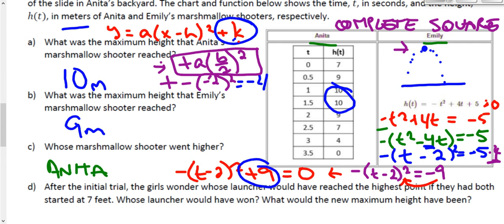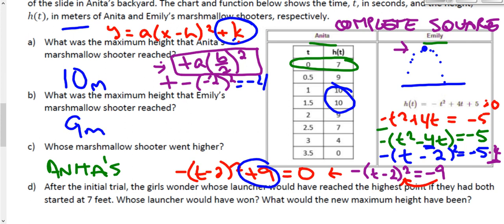And we have one last question. After the initial trial, the girls wondered whose launcher would have reached the highest point if they had both started at 7 feet. So we have to know what the starting height was of Emily's shooter, because Anita's, you can see, started at 7 meters high at 0 time. So what we have to do is figure out what happened at 0 time with Emily's shooter.